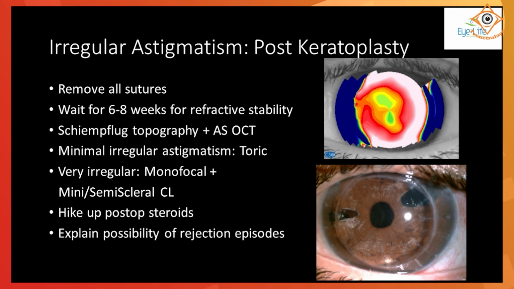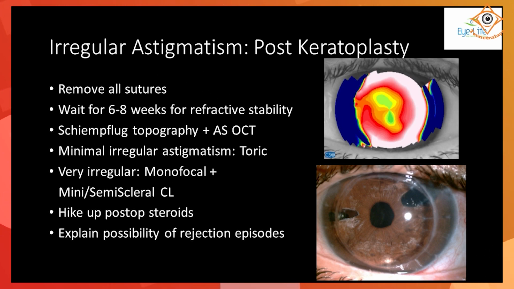Irregular astigmatism because of post-keratoplasty: first and foremost, remove all sutures, and wait for 6 to 8 weeks for refractive stability. Again, Scheimpflug topography and an ASOCT. OCT helps in understanding whether the graft-host junction is secure, whether there is some area which is gaping, especially if the keratoplasty has been done somewhere else and you have no idea what was done. So you need to be very, very careful.